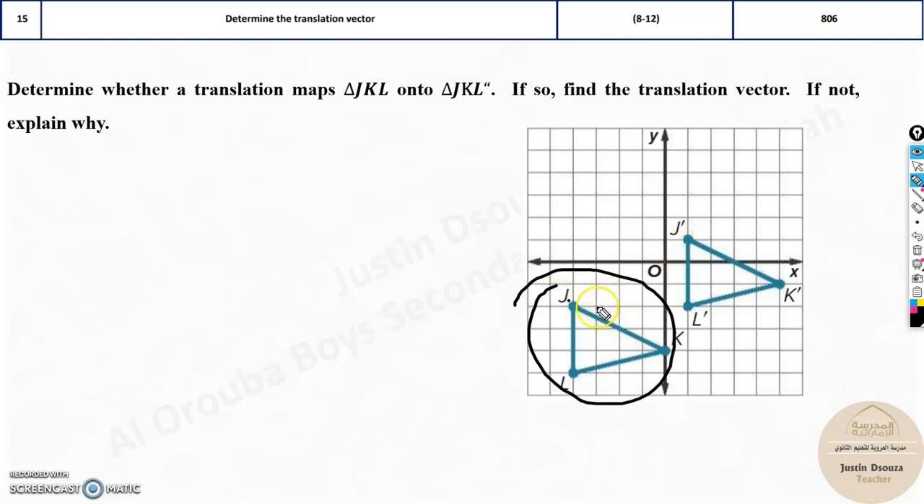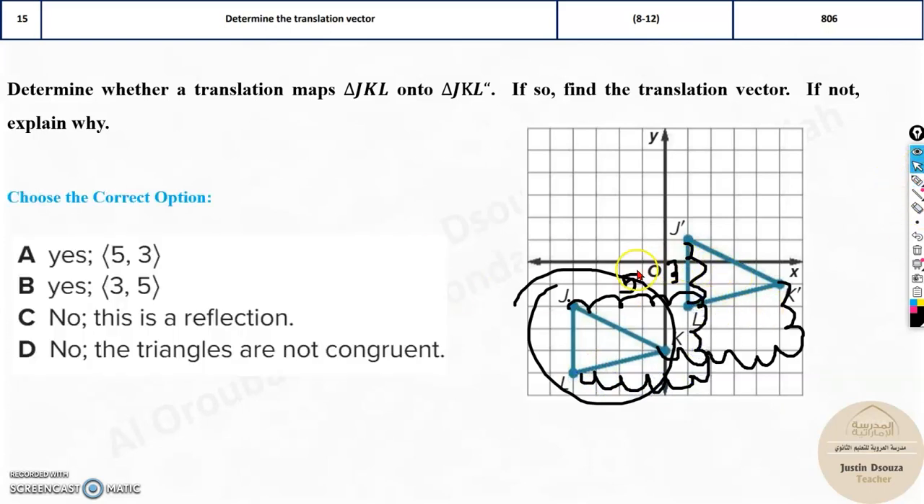The translation is the same at all the points. What I mean is, if this is a translation, then the movement from J to the new point J dash is 1, 2, 3, 4, 5 in the x-axis and 1, 2, 3 in the y-axis. It must be the same over here with K: 1, 2, 3, 4, 5, 1, 2, 3. That will be the same. So yes, this is translation.